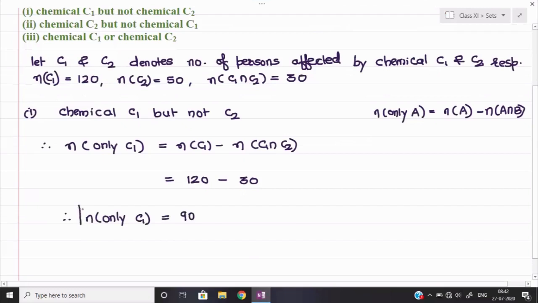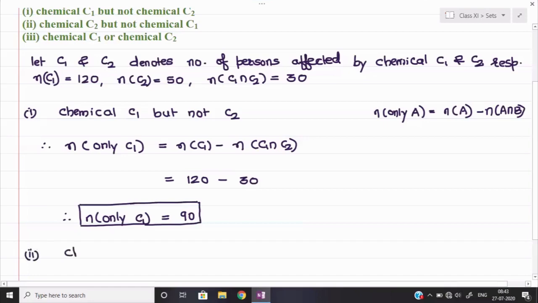Okay, this is your first answer. You can put this answer in a box, so it will be clearly visible that this is the answer of the first part. Now the second part we can also solve in the same manner.